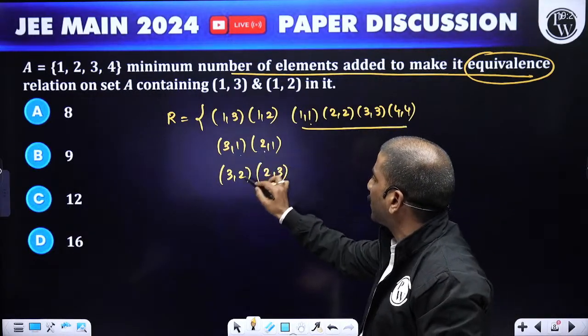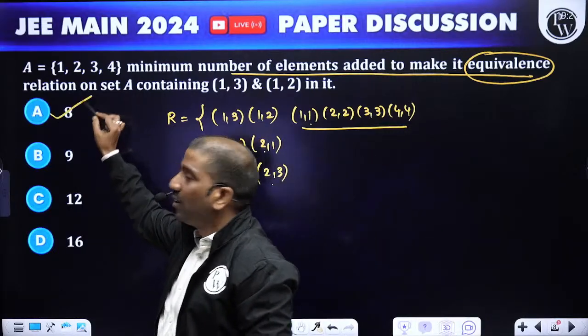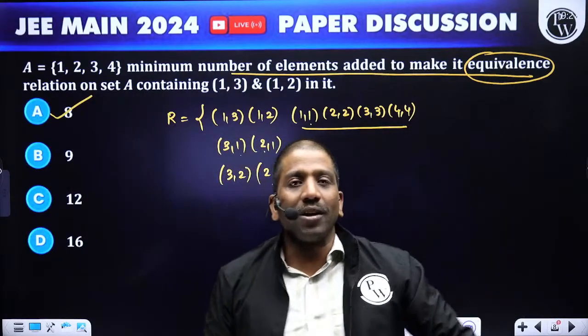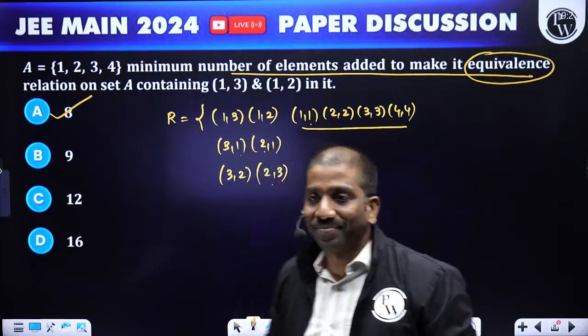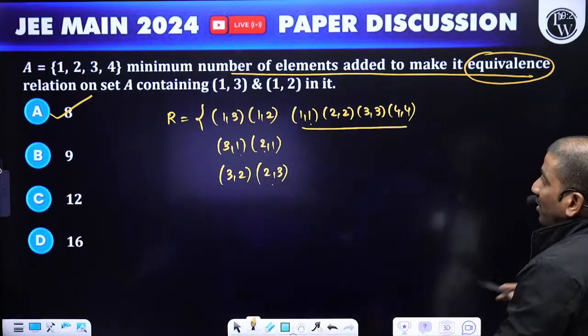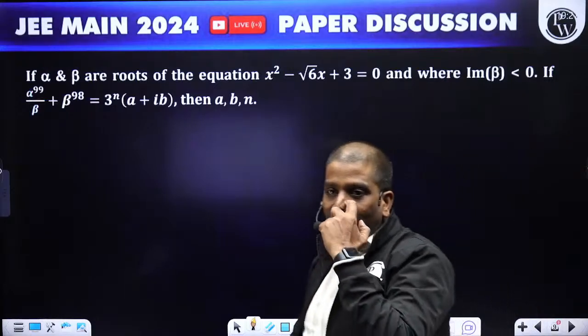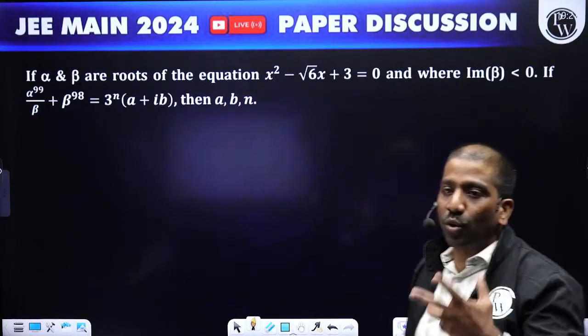4, 5, 6, 7, 8. So 8. Right? So I think many of you might have done this even in board preparation. Great. Next question, next beautiful logical question.